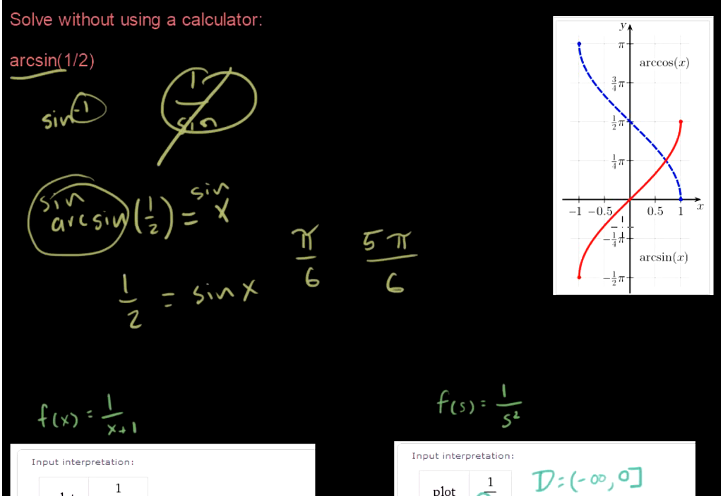But the reason I threw this graph up here, you can see that arcsine is only over the range negative pi halves to positive pi halves. So that's only this side of your unit circle. 5 pi over 6 is over here. So that means your answer is only going to be this one.